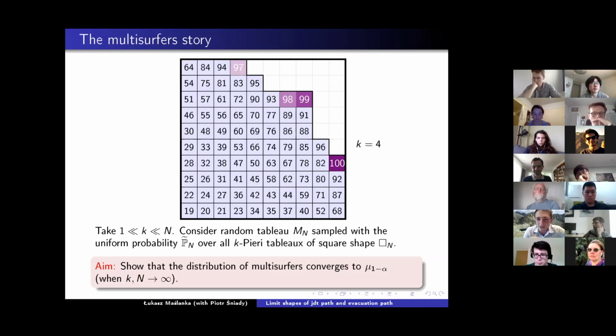Such a tableau is called a Cappieri tableau, and we sample them according to the uniform distribution, but only over Cappieri tableaux.